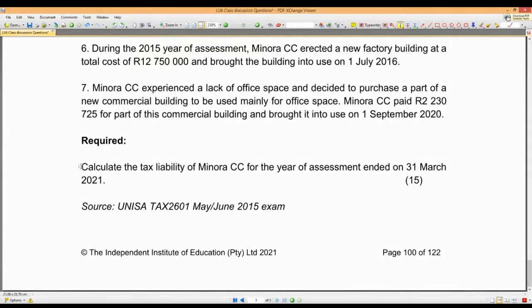So in this question, they ask you to calculate the tax liability for our year of assessment, 31st of March 2021. Okay, so if we do tax liability, what does that mean? What do you need to calculate? Okay, so I'm going to repeat that. If we have to work out the tax liability, what are they telling us? What are we basically calculating?